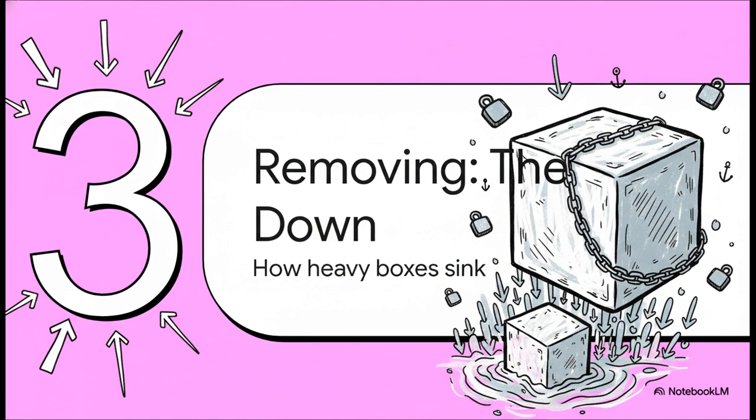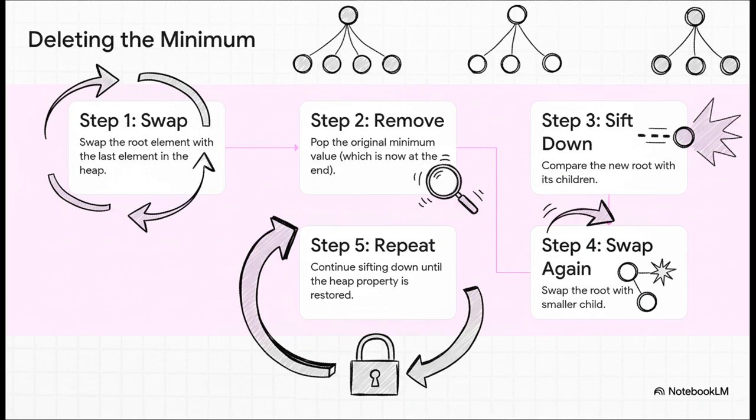All right, so adding stuff is fast. What about taking the most important thing out? That minimum value at the top. Well, this is basically the opposite process. If insertion was a light balloon rising, deletion is like a heavy box sinking down to find its rightful place. See, we can't just yank out the root and leave a big hole at the top. That would break everything. So we do another clever little trick. We take the root and we swap it with the very last element in the heap. Now, the minimum value we wanted is safely at the end of the array, and we can just pop it off. Easy. But now we have a problem at the top. The element we just put there is probably way too big, so we have to fix it.